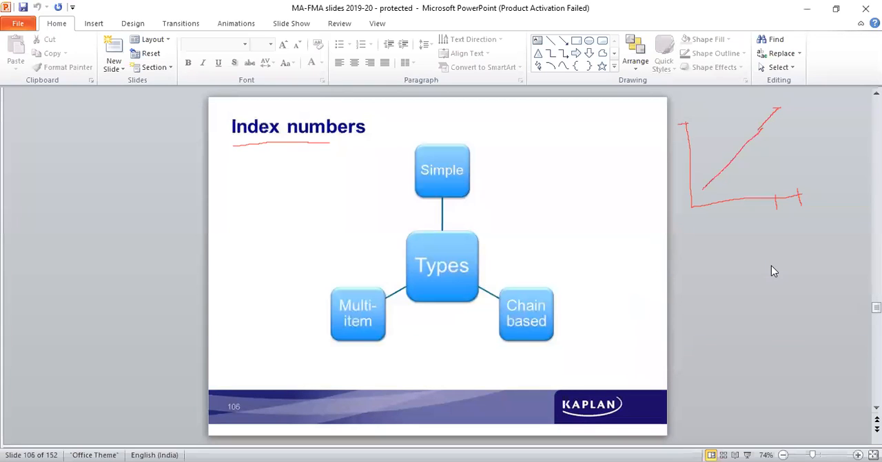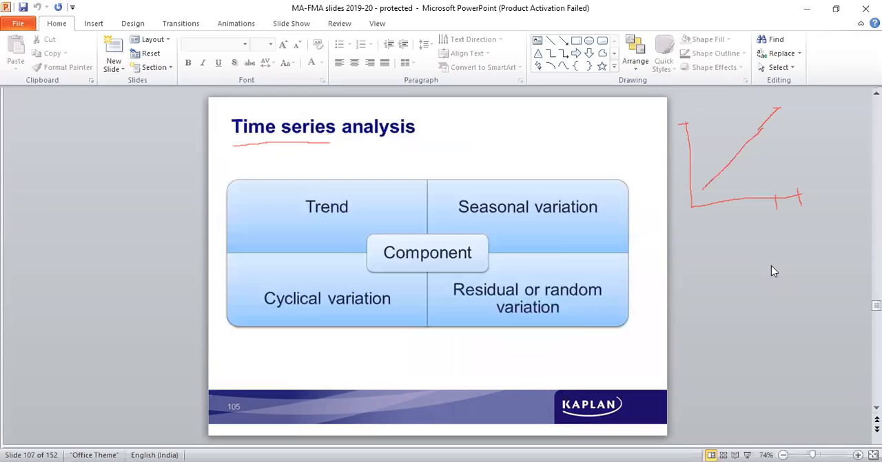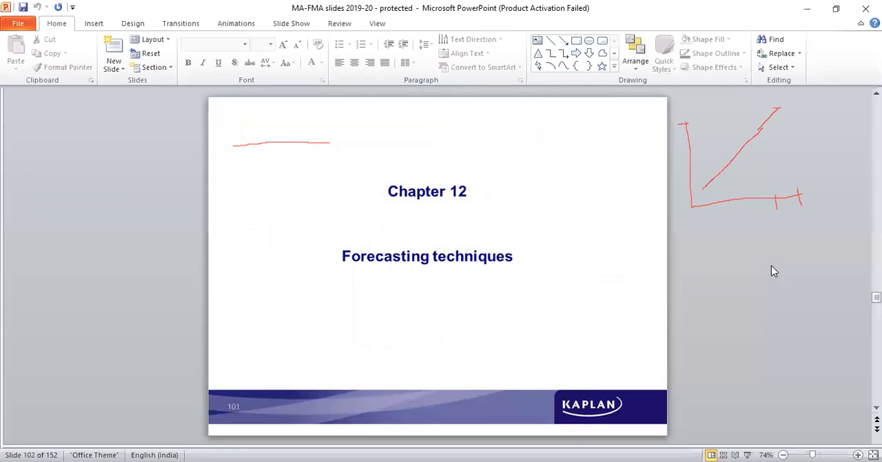Next, we have the index numbers. The calculated value of index numbers talks about the change in values on account of changes in prices. We have simple index numbers, chain-based index numbers, and multi-item index numbers. All of them have numerical questions. So we have to work them out, because that's my numerical chapter.